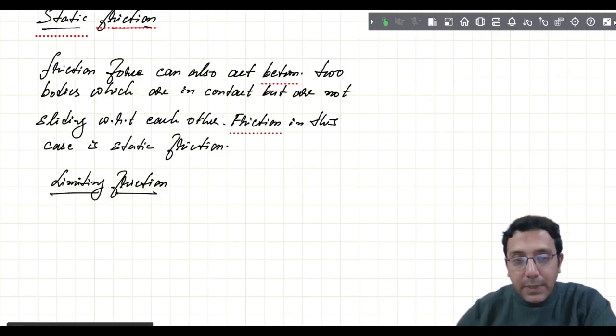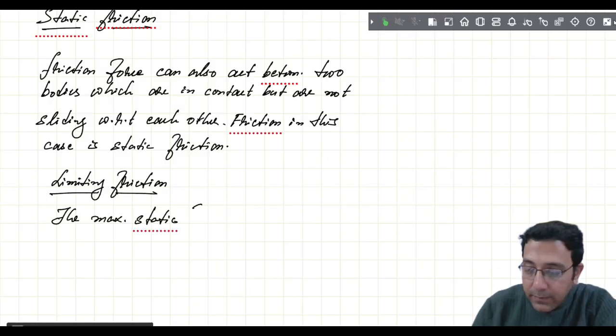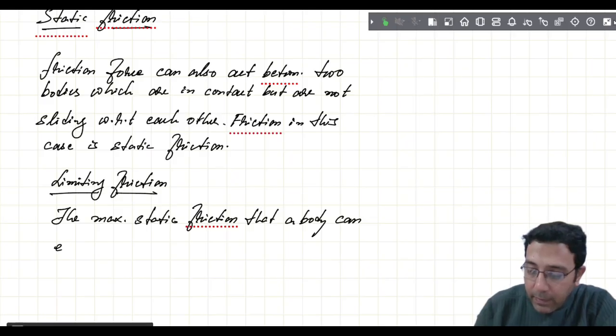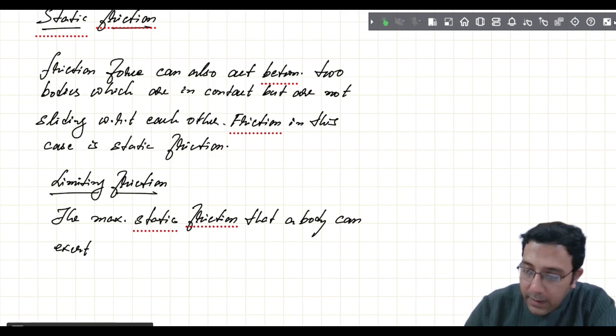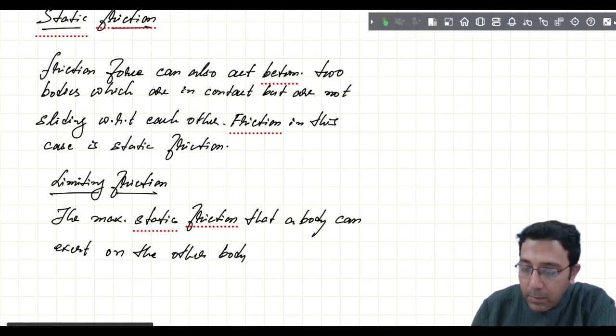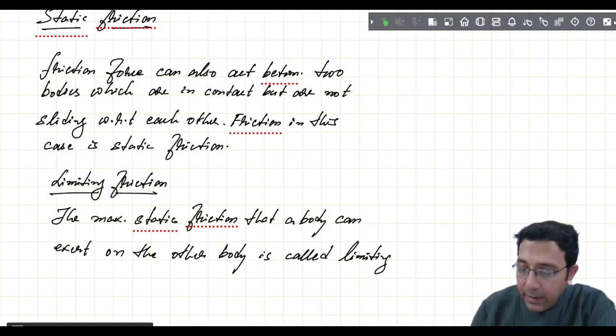Let me write the definition for this. The maximum static friction that a body can exert on the other body, maximum it is written, on the other body is called limiting friction.